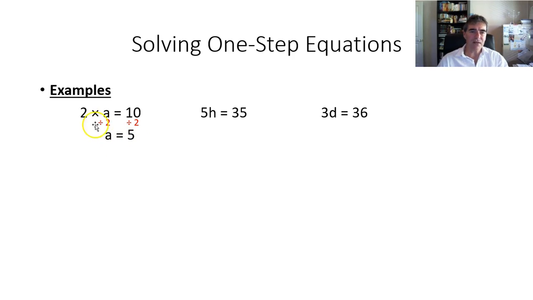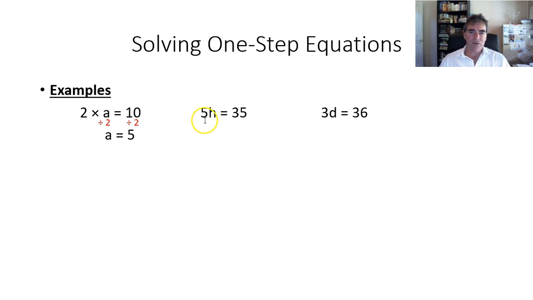And again, we can check it. 2 lots of 5 is 10. That's what I want. Yes, so I know it's right. So my next two examples look a little bit different from what we've seen in the previous video. What I haven't got here is the multiplication sign in between, so 5 lots of H. But with algebra, we can write things in shorter ways. So 5H with no sign in between means 5 lots of H, or 5 times H.